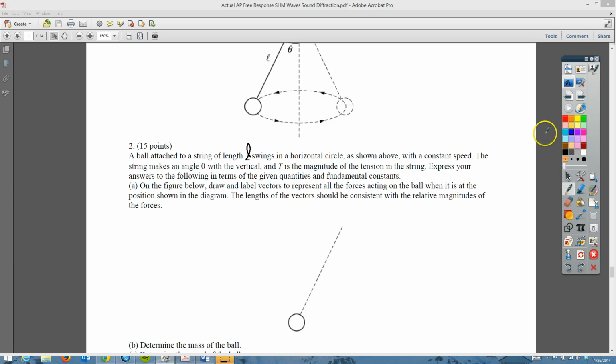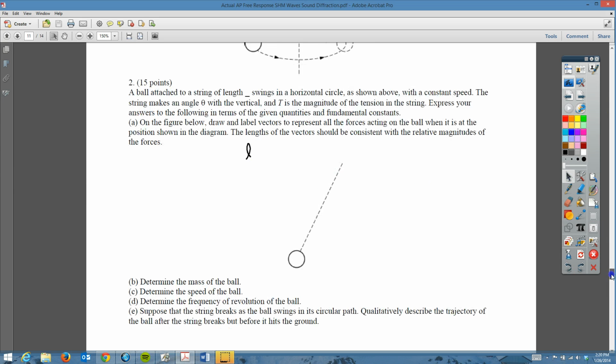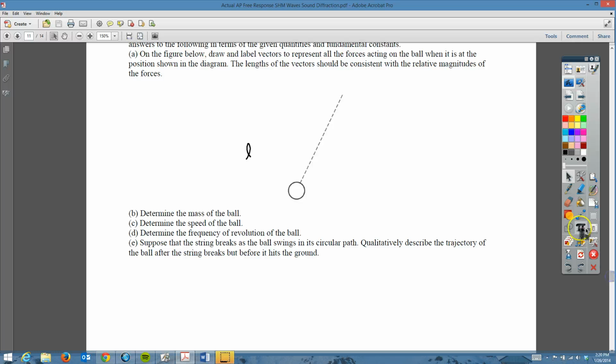For this first part, it wants us to draw and label the vectors to represent all the forces acting on the ball when it's in the position shown on the diagram. So you'll notice it's this same position that it has right here. They want to make sure the lengths of the vectors are consistent with what the forces would be. So just be really careful on this one.